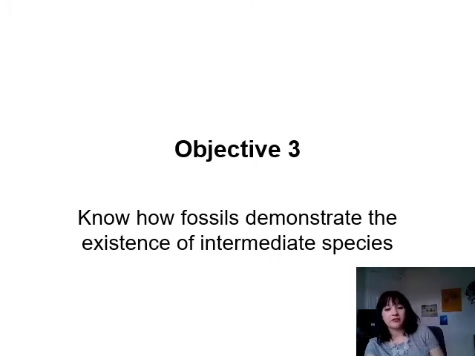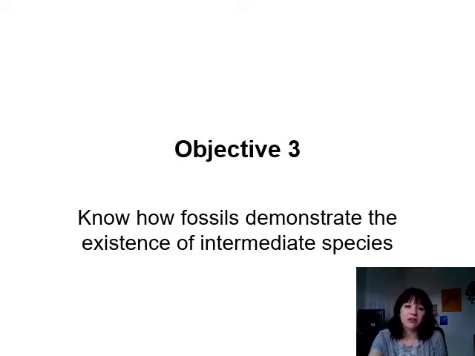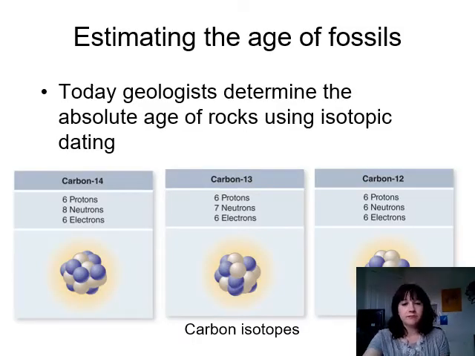Let's talk about the fossil record and how it demonstrates the existence of intermediate species. So first of all, how do we determine the age of fossils? Scientists use something called isotopic dating. You may have heard of carbon dating. And this is looking at carbon isotopes that are present in the bone of fossils, right?